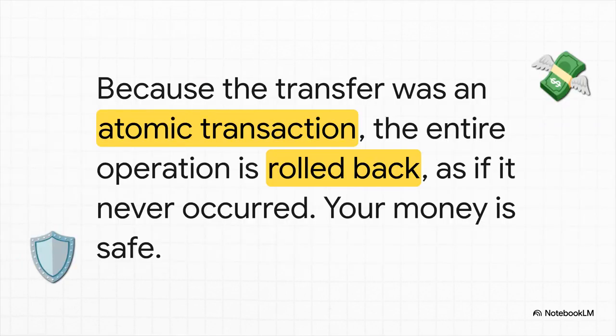And this is where the magic happens. Because the whole thing was wrapped in an atomic transaction, the system sees that failure and immediately triggers what's called a rollback. It automatically undoes step one, putting that $100 right back where it started, in your savings account. It's like it never even happened. Your money never vanished. It's perfectly safe.